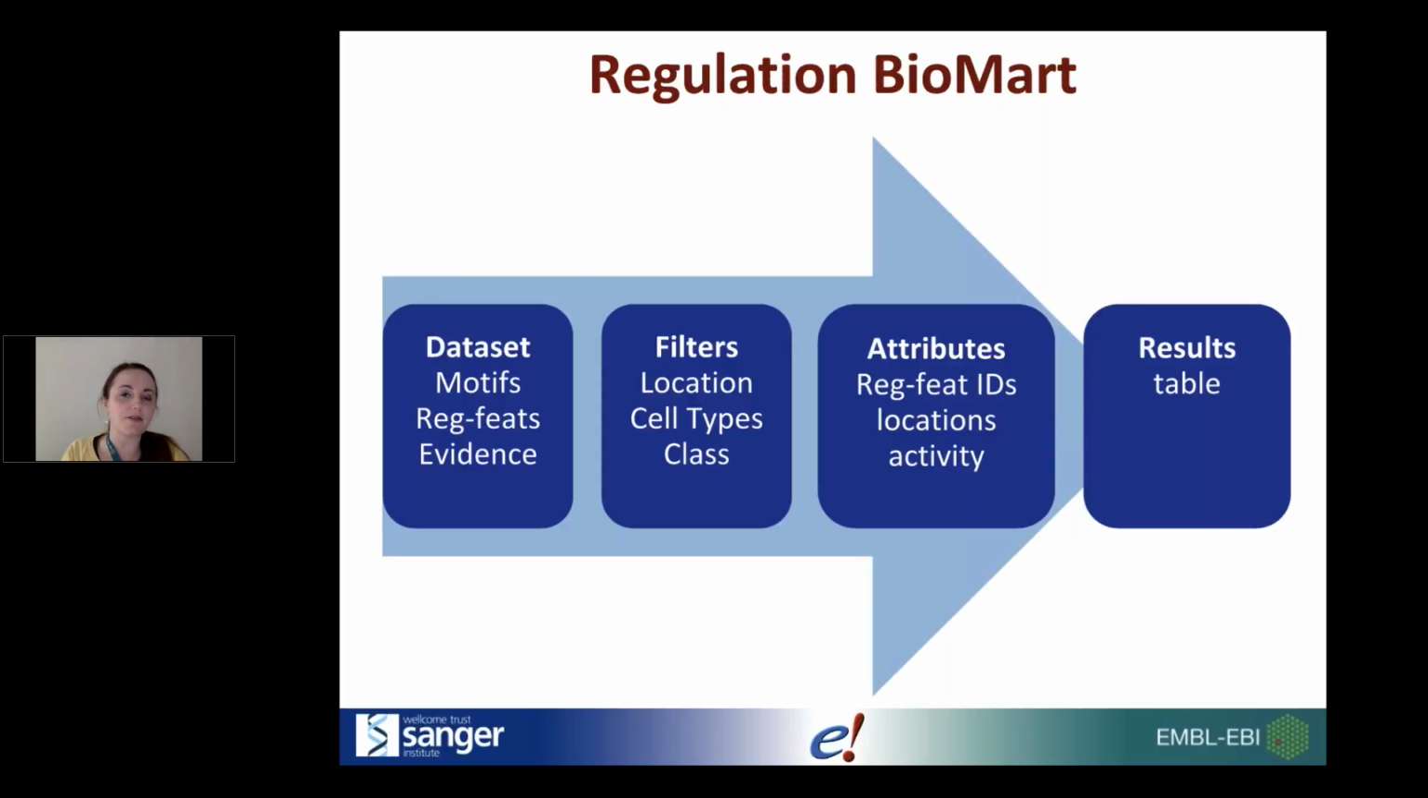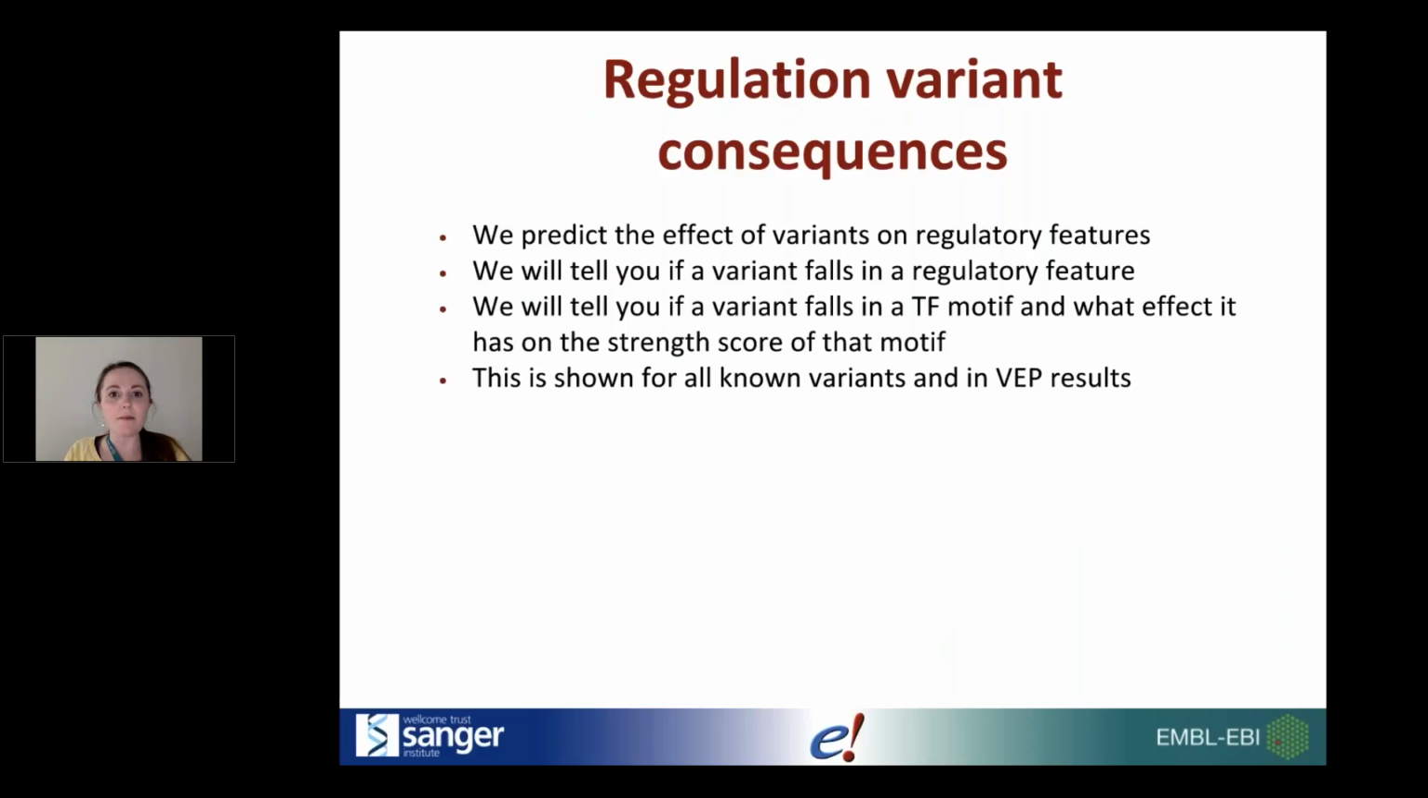If you're familiar with BioMart, you can also get regulatory data through BioMart. So you can look at motifs, regulatory features, and evidence. You can filter by locations, by cell types. And you can get things like locations, regulatory feature IDs, activities, stuff like that. We can also give you consequences of variants on regulatory features. So we will tell you if variants fall within regulatory features.